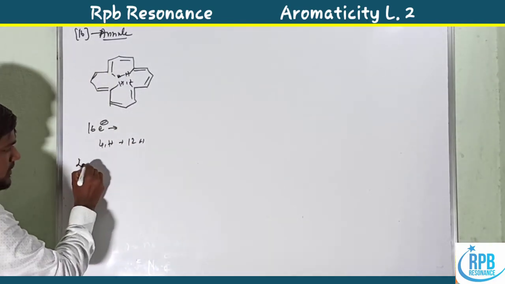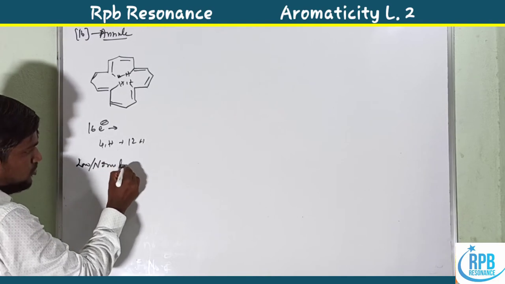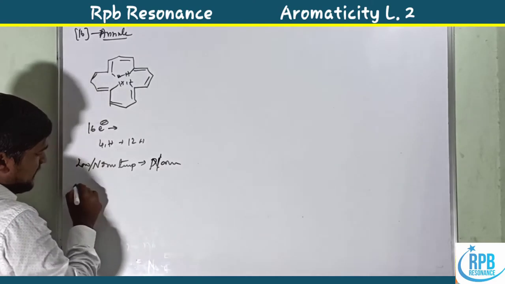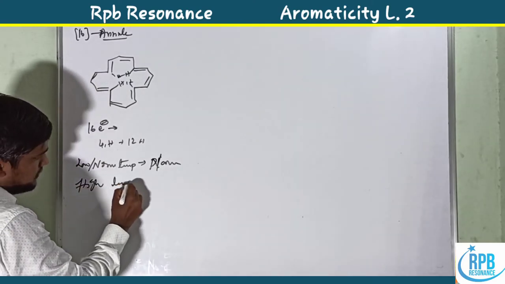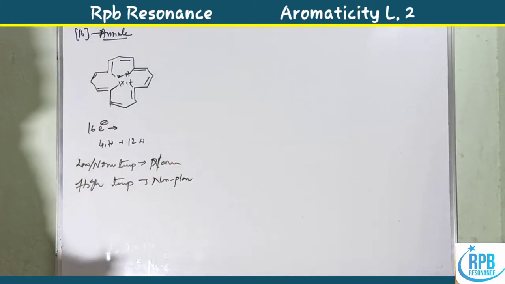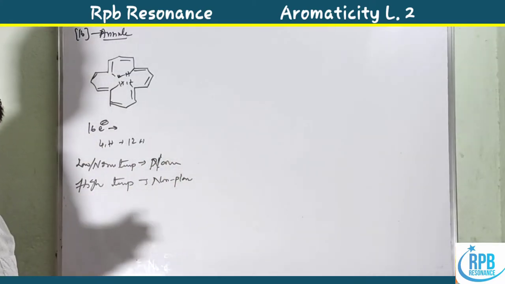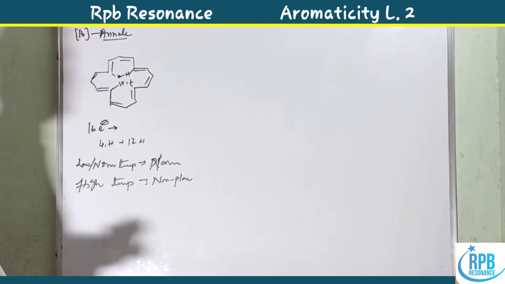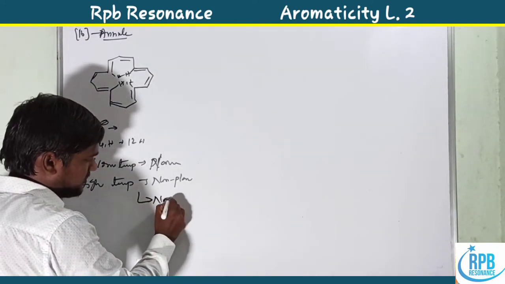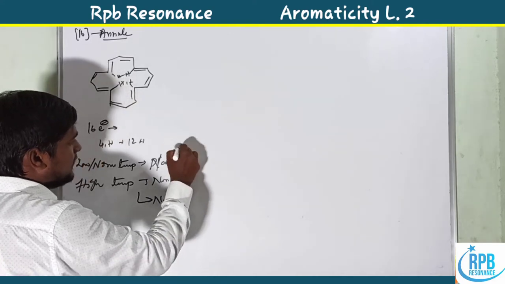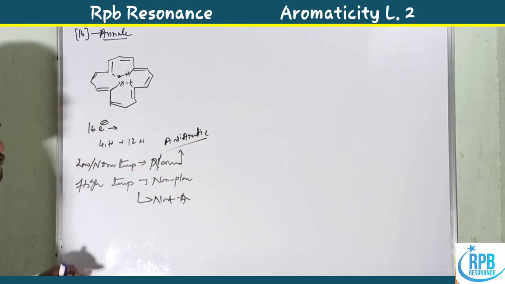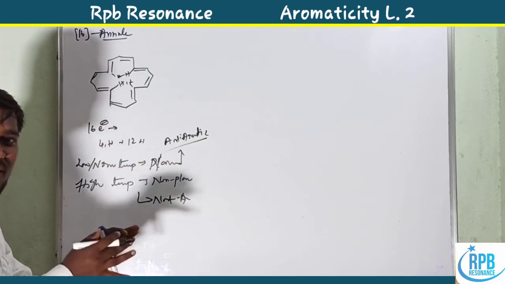At low as well as normal temperature, it is a planar moiety. At higher temperature, it is non-planar. So in a 16 electron system, if it is planar, then it is anti-aromatic. If it is non-planar, then it is not aromatic. So in case of planar, it is an anti-aromatic system, at lower or normal temperature.